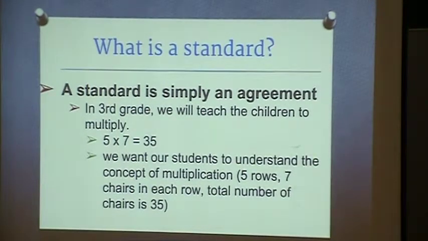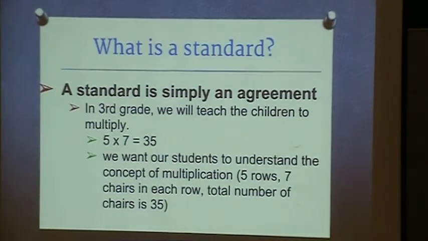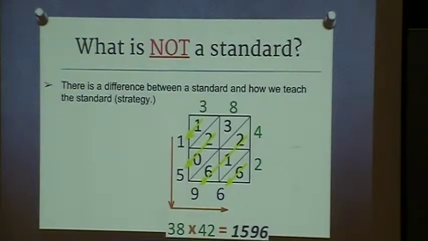Within the Common Core standards, there is an emphasis on children truly understanding concepts. So they don't just have to know 5 times 7 is 35. We want the students to know that with 5 rows of 7 chairs in each row, the total number of chairs is 35, to really understand what they're doing. And so that's a standard.